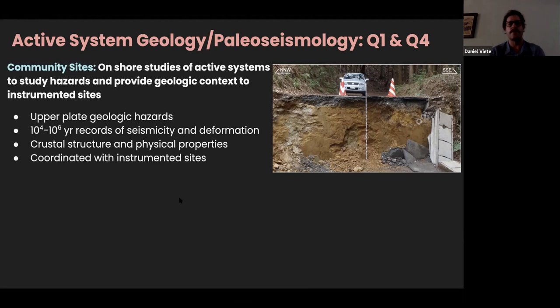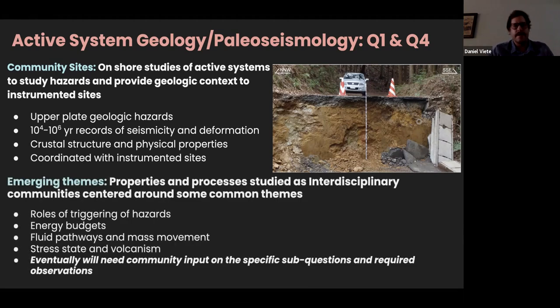So this includes focus on upper plate geologic hazards, records of seismicity and deformation on the thousands to million year timescales, crustal structure and physical properties of the upper plate, and it would be, as I mentioned, coordinated with instrumented sites. And our current thinking is the way to reach out and make this interdisciplinary is to have common themes of which we're looking at. And so these are properties and processes that are studied as part of a more interdisciplinary set of work which is centered around some common themes.